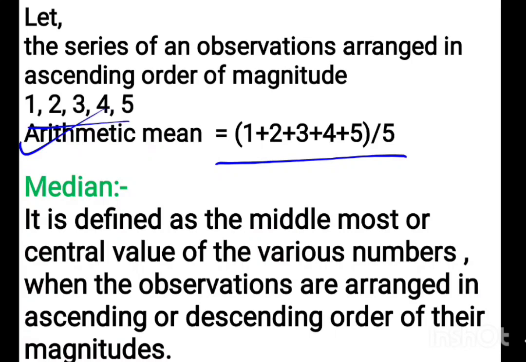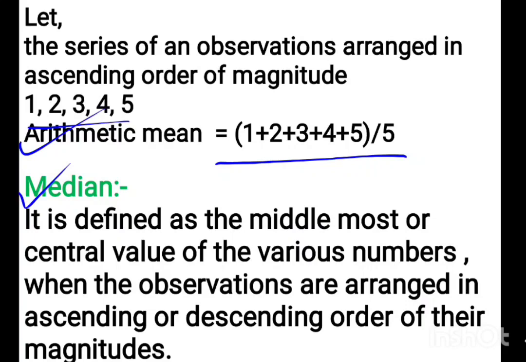Now next one, median. It is defined as the middlemost or central value of the various numbers when the observations are arranged in ascending or descending order of magnitude. So first we have to arrange the numbers in ascending or descending order, and then we take the middle number or the average of the middle numbers. If there is only one middle number, we take that one. If there are two middle numbers, we average them.